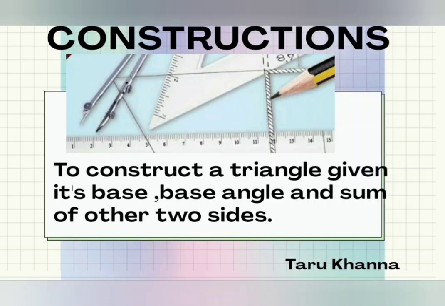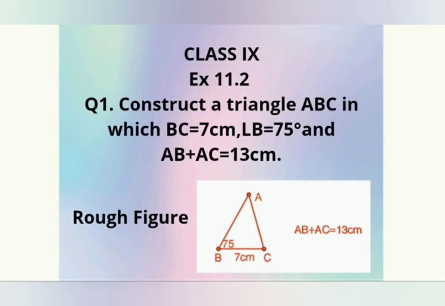Hello everyone. In this video we will construct a special type of triangle given its base angle and sum of the other two sides. For the same I have taken a question from our NCERT book. Question 1. Construct a triangle ABC in which side BC, as you can see in the rough figure also, is 7 centimeter, base angle B is 75 degree, and the sum of other two sides, that is AB plus AC, is 13 centimeter.